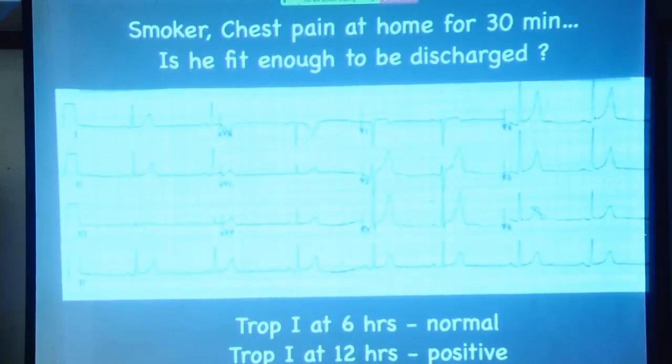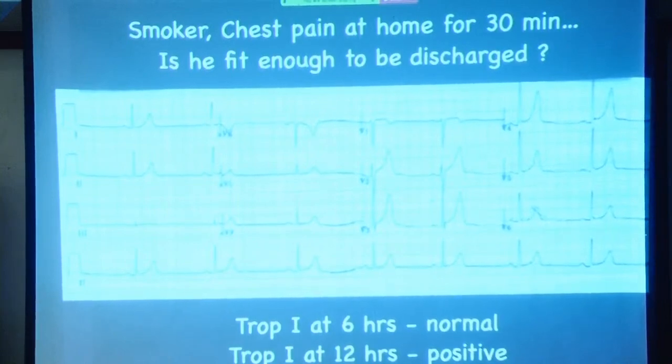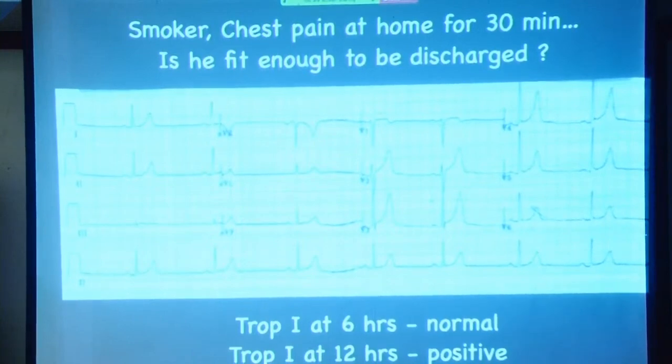Now, this was another patient who presented with chest pain. He's a smoker, diabetic. He had chest pain while at home that lasted for 30 minutes. In the casualty, he did not have chest pain, and this was the ECG taken. You could see that it's a normal ECG. Now, is he fit enough to be discharged? Presently, he's comfortable, no ECG changes. What would you do? Would you send him home?